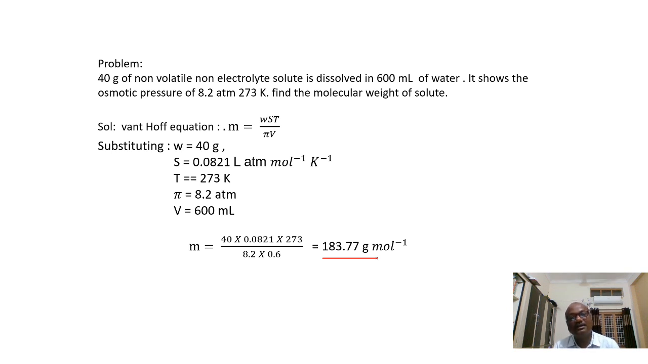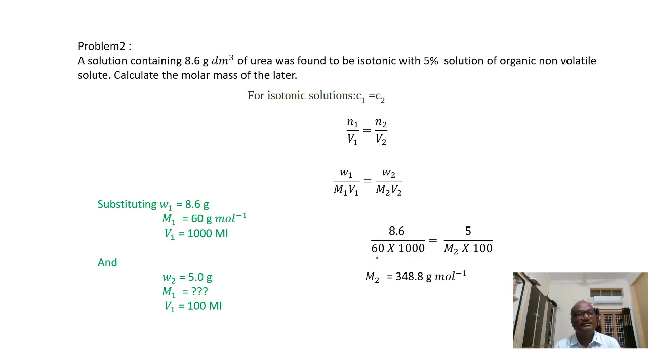Okay, this is the molecular weight of a solute which we got. Like this we solved the problem on osmotic pressure. We can calculate the molecular weight of a solute dissolved in the solution with the help of the osmotic pressure. Next is problem number 2. What is problem number 2 given here?